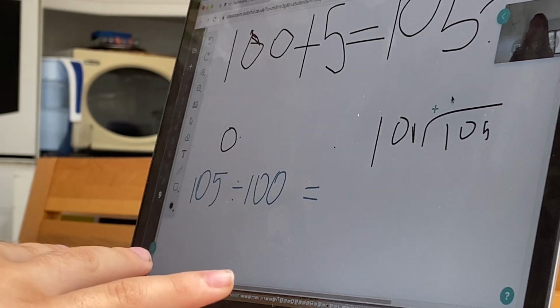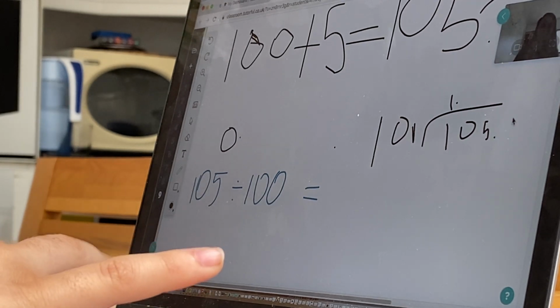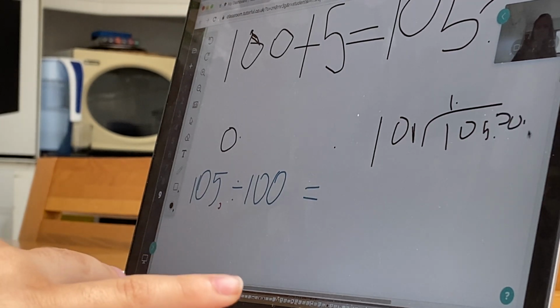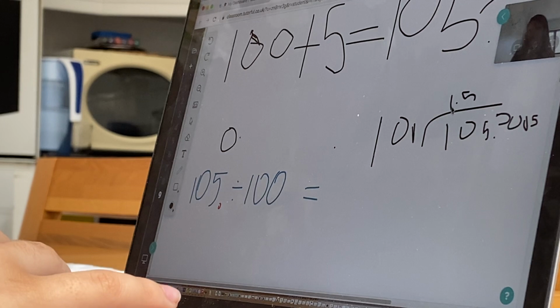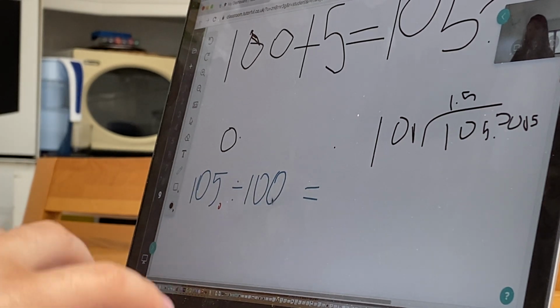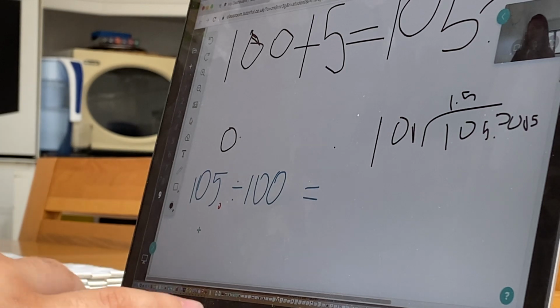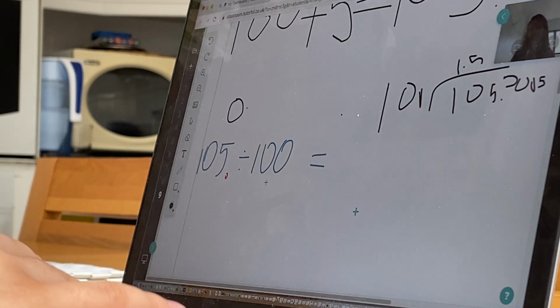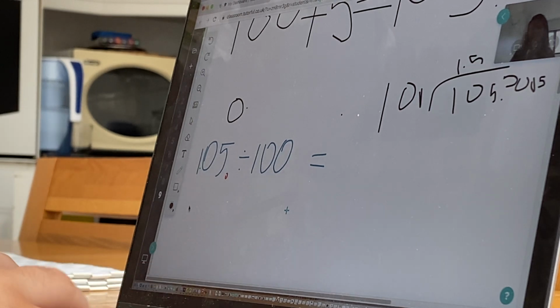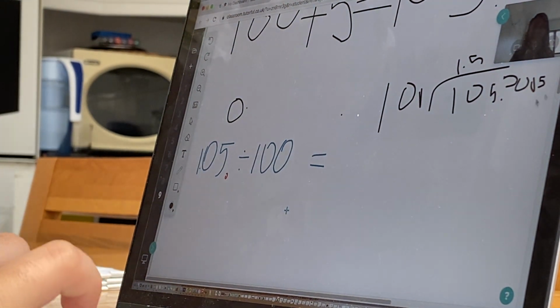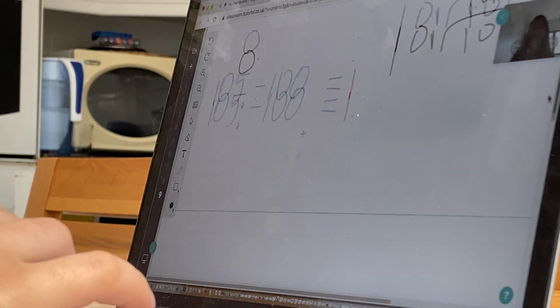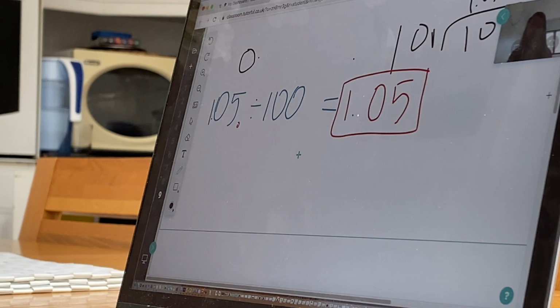So try moving the decimal place with this one. Remember, your decimal place starts here. Try this decimal place method. 1.05. Yeah, perfect, exactly right. So 1.05 is our answer, and that's going to be our percentage multiplier.